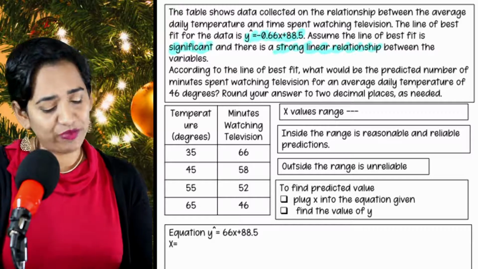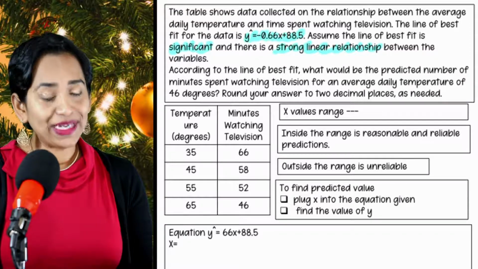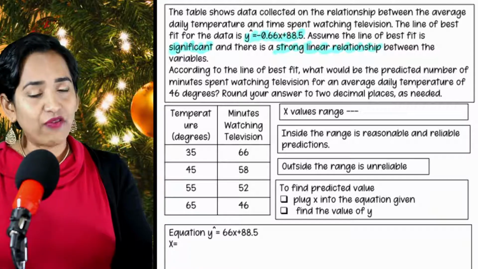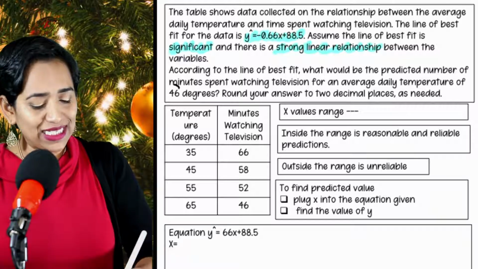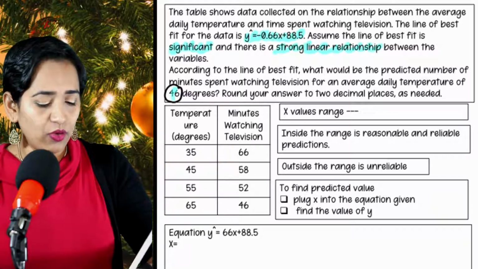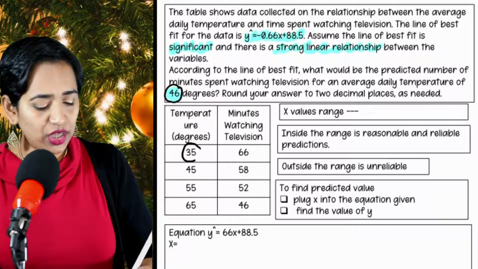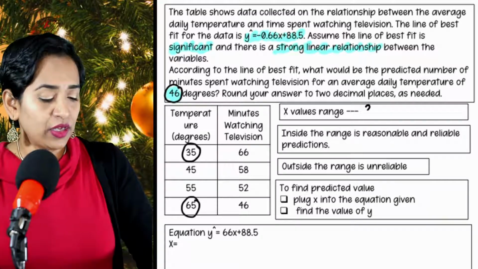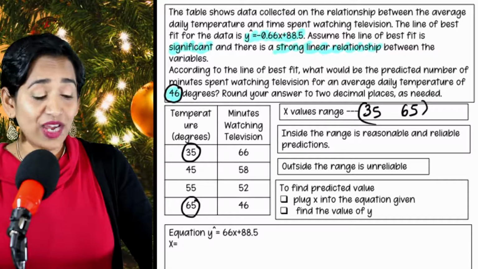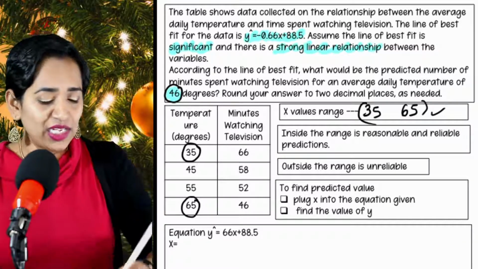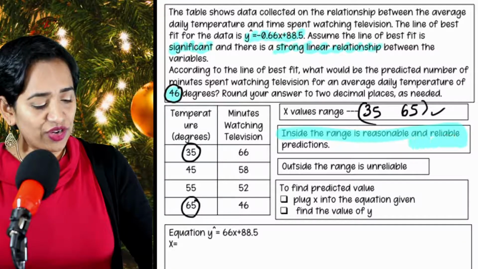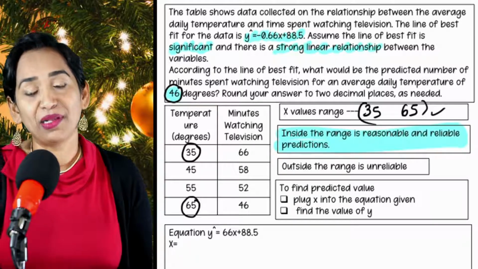So, according to the line of best fit, what would be the predicted number of minutes spent watching television for an average daily temperature of 46? They asked me to predict for this value. As soon as they ask me to predict, what do I do? I go ahead and check the range. What is the range? 35 to 65. So 35 to 65. Is 46 in the range? Yes, it is in the range. So because it's in the range, what does that tell me? Inside the range is reasonable and reliable.